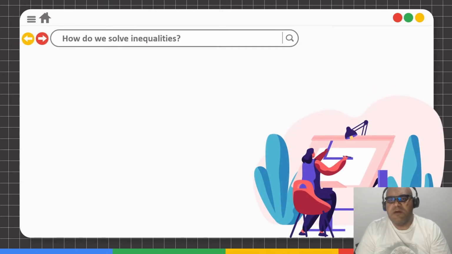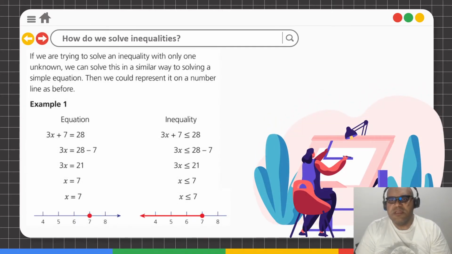How do we solve inequalities, guys? Using algebra. It is the same thing. It's an example with equations, two-step equations. We move 7 by the opposite, -7, 3x equals 21. And which number times 3 is 21? The number is 7. And we have our solution over here. In the inequality, the same method, nothing changes. But right now the sign is different, it's an inequality.